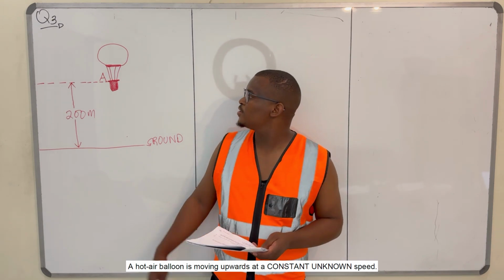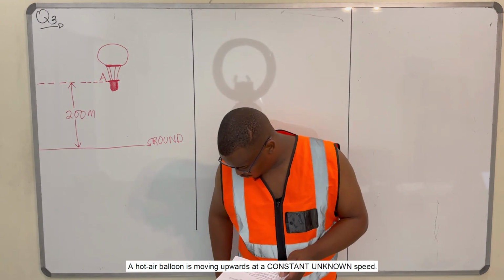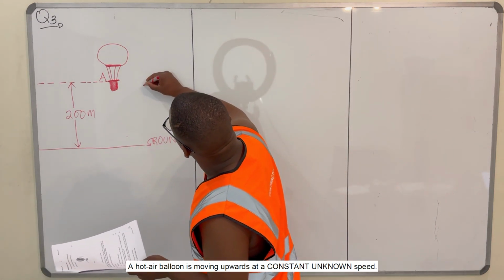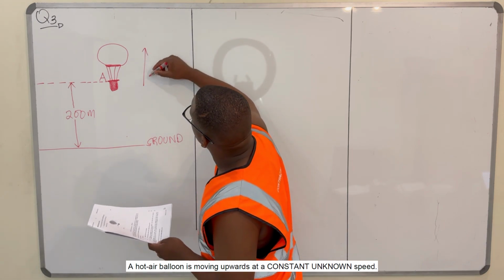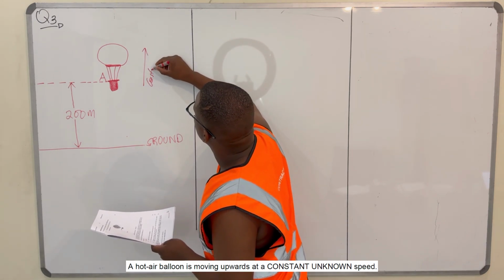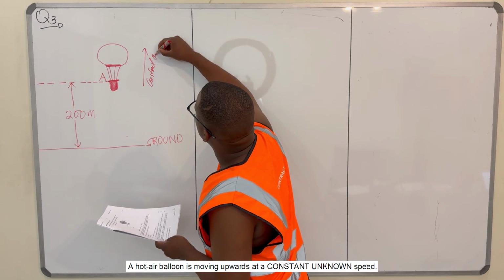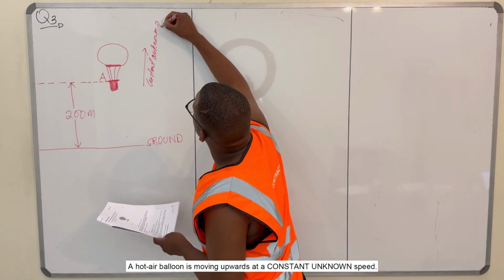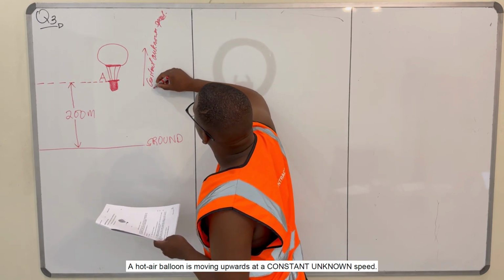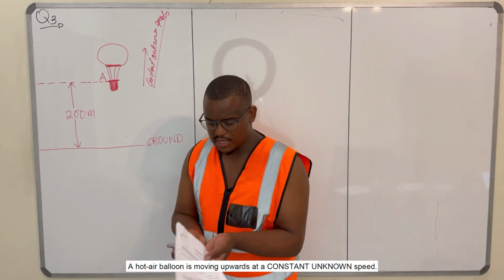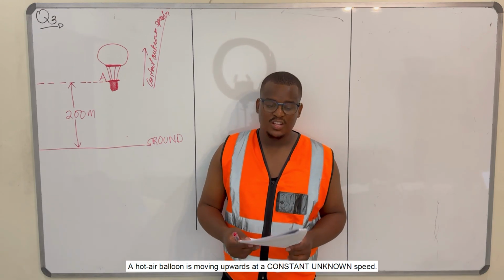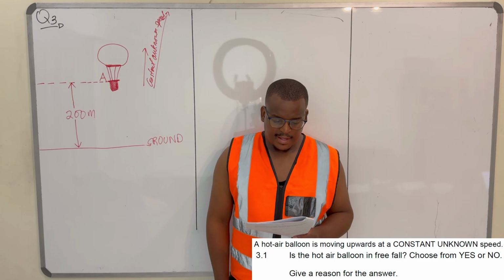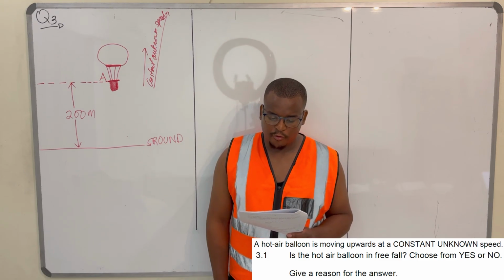So they're telling you that you have this hot air balloon, and this hot air balloon of yours is moving upward at a constant unknown speed. That's what they're telling you. This thing is moving at a constant unknown speed. No problem. So 3.1, is the hot air balloon in free fall?